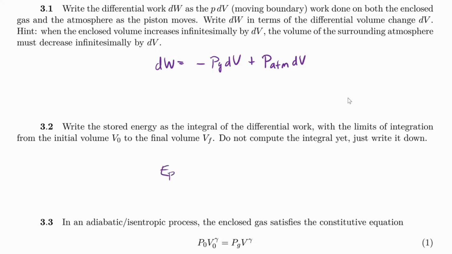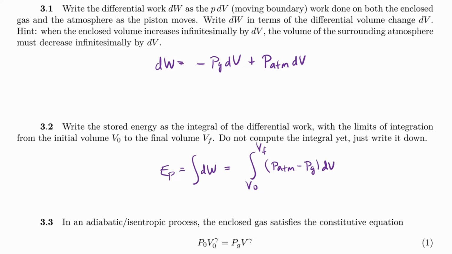We're next asked to write the stored energy as the integral of the differential work, with limits of integration from the initial volume V0 to some final volume V final. We are instructed not to compute the integral yet as part of this problem, so all we have to do is make the substitution that the differential work is equal to P atmosphere minus Pg dV, and the limits of the integral are from some initial volume to some final volume.